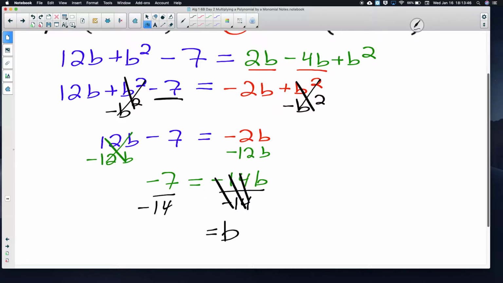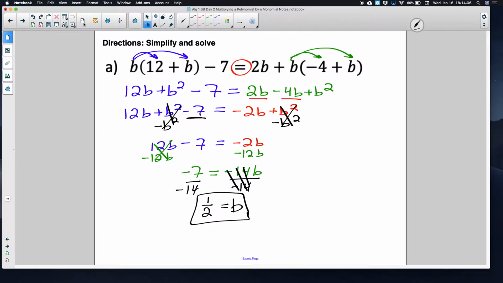So I see I've got negative 7 divided by negative 14. So a negative divided by a negative is going to give me a positive. And 7 over 14, when I reduce that fraction, I get 1/2. So b turns out to be 1/2.